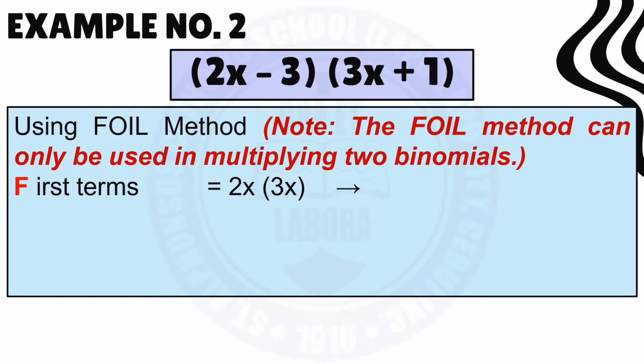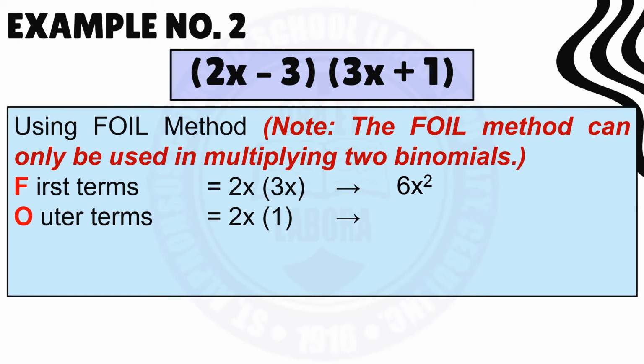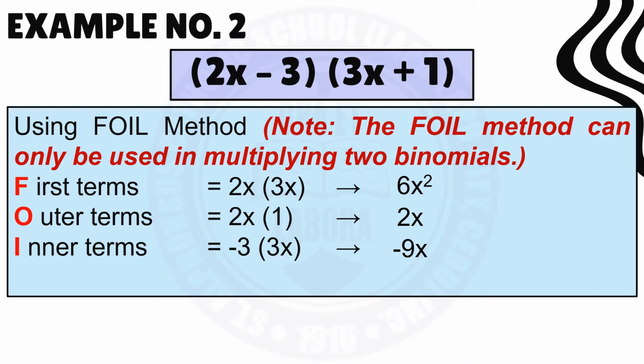So in this case, our first terms would be 2x times 3x. It gives you the result of 6x squared. O would mean outer terms. We have 2x times 1. It becomes 2x. I, inner terms. We have negative 3 times 3x. We have negative 9x. L, last terms. We have negative 3 times 1. The result is negative 3.